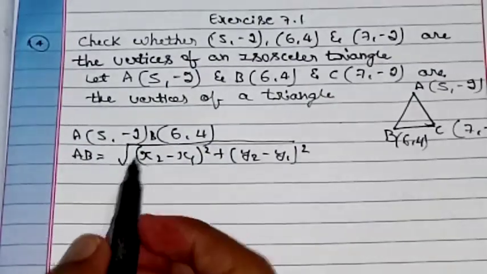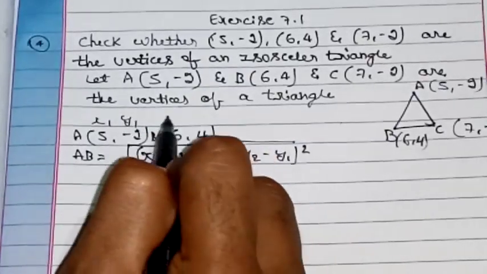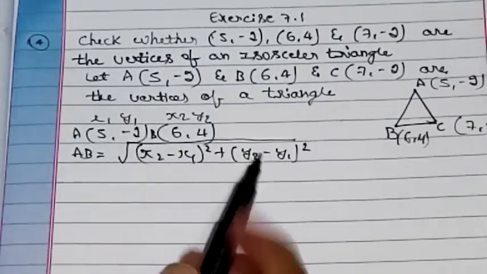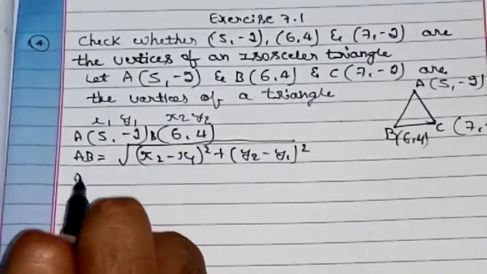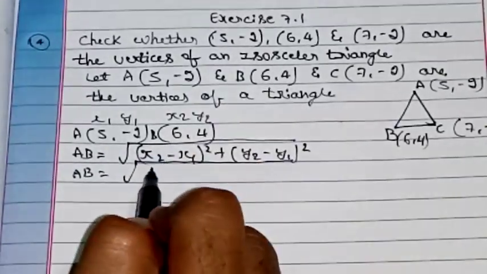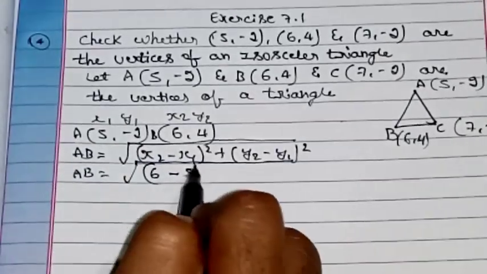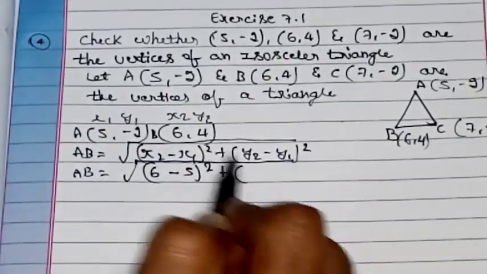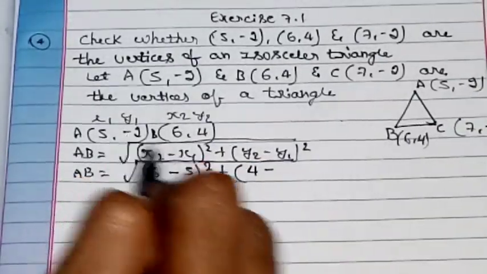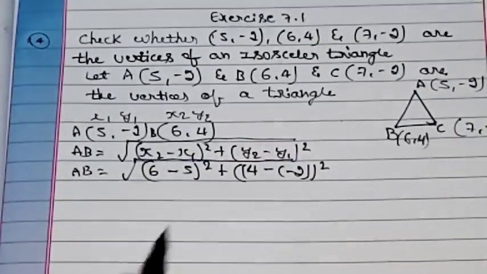As usual, write down the first point as x1, y1 and the second as x2, y2. Now apply these values in the formula. So AB is equal to the square root of, what is x2, children? x2 is 6 minus x1, which is 5, whole square, plus what is y2? y2 is 4, minus y1, which is -2. So minus of minus 2 whole square, right, children?